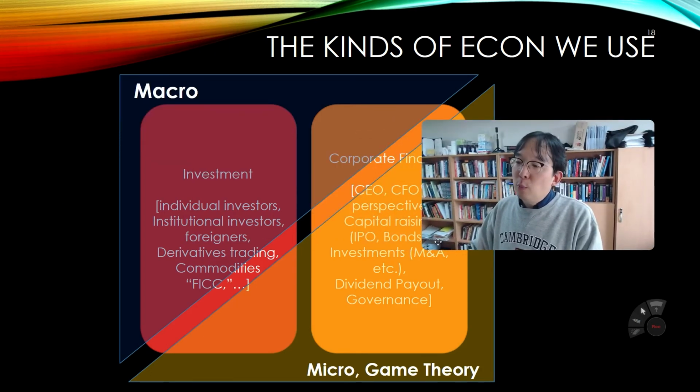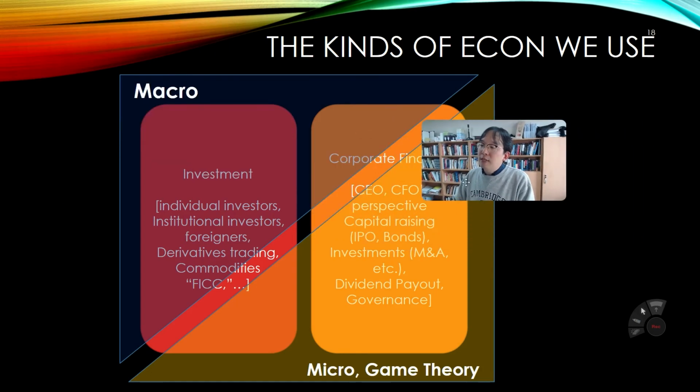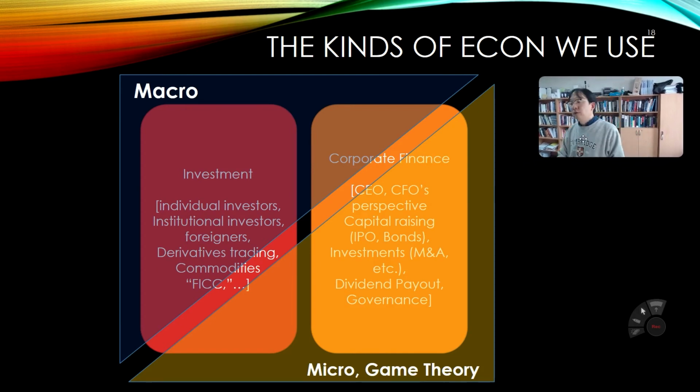Some of you may wonder, we see that a lot of economics are involved throughout the finance curriculum, but we know that there are macroeconomics and microeconomics and game theory. How are they related more or less to these two different pillars of finance? I would say in this manner: macro, and then micro and game theory. Okay, why is that the case?